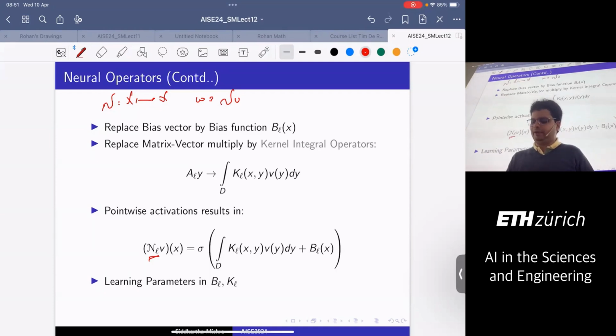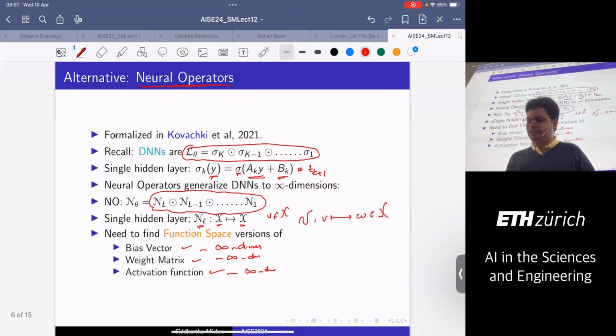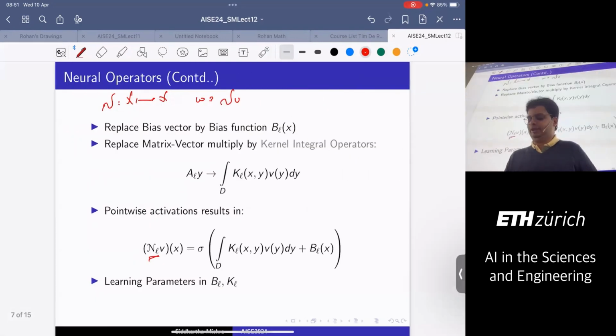So of course I need a bias, I have to replace my bias vector with a bias function. And this is straightforward. So instead of having a bias vector, you just add a bias function. Instead of a vector, just take a function. Of course, in practice, we have to deal with large vectors, but this is a function.